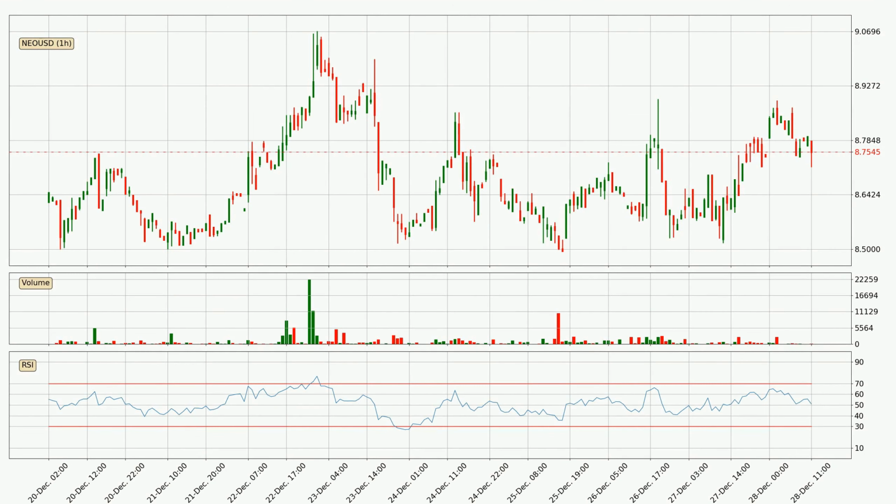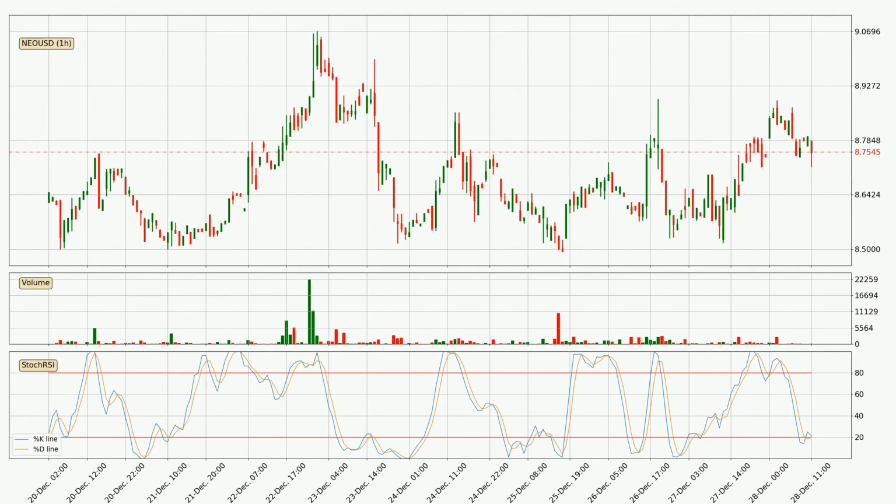Looking at the hourly relative strength index, the current hourly RSI is at 51, so it doesn't show signs of overbought or oversold conditions at this point. Looking at the hourly stochastic RSI, there are no signs of the stochastic RSI being oversold or overbought at this time.